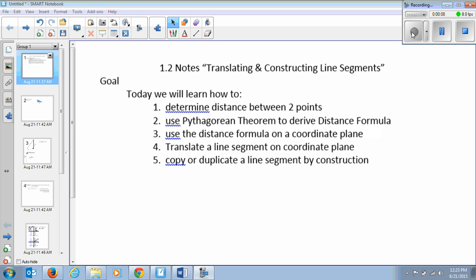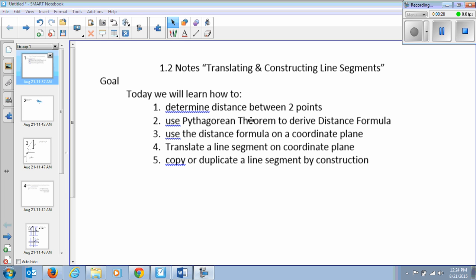I'm going to be taking you through Geometry Chapter 1.2 from the new Carnegie book. What we're really going to learn today is how to find the distance. Another word for distance is length. You may see it written that way. We want to be able to find the distance between 2 points and give a measurement to that.